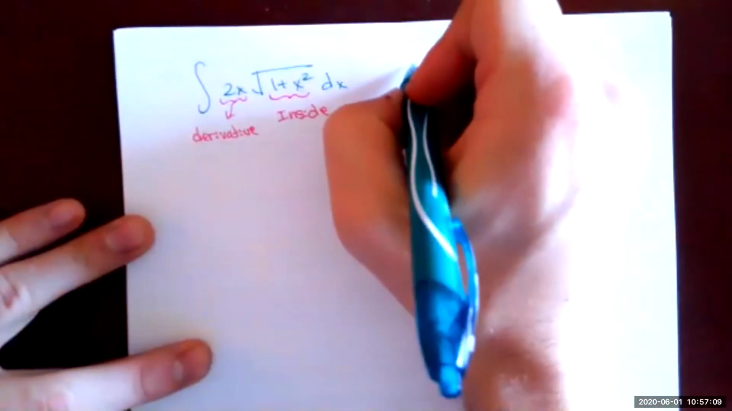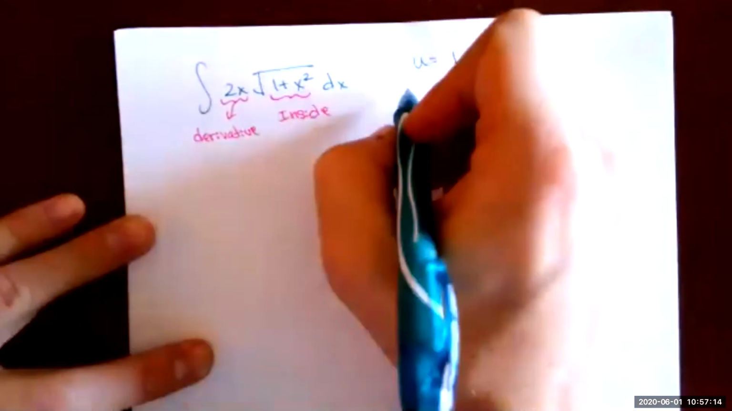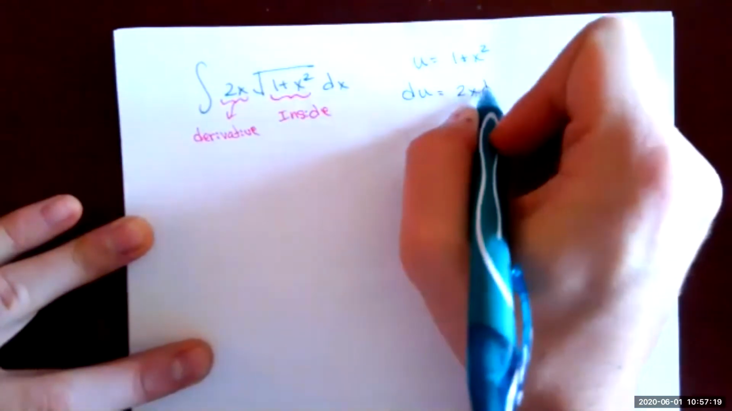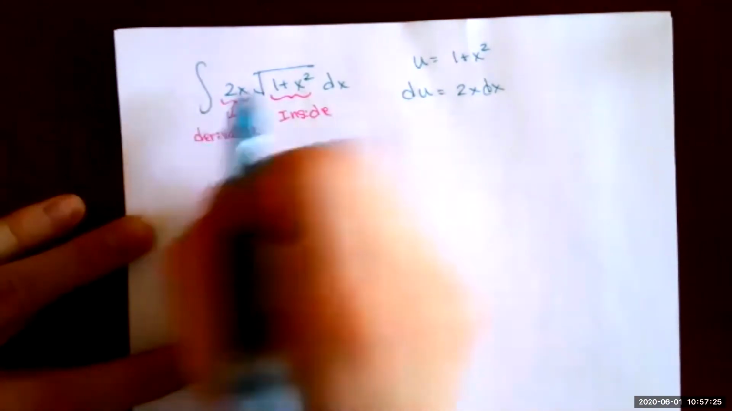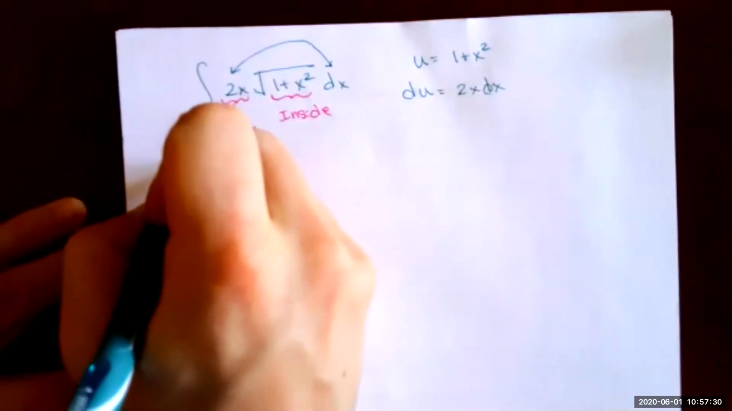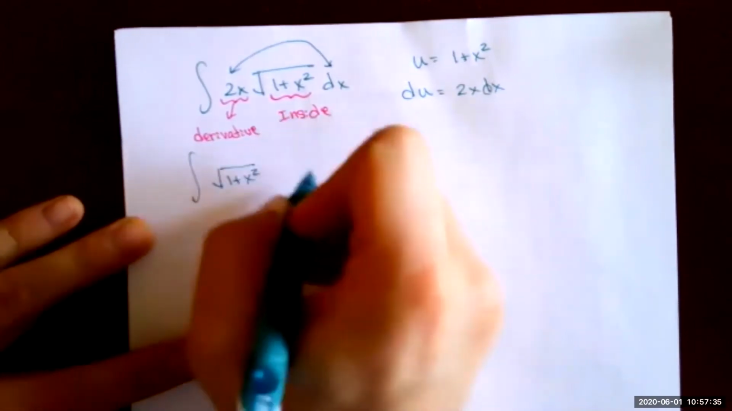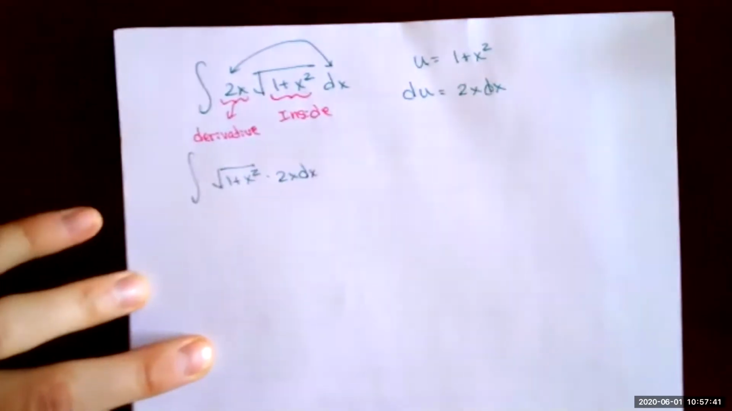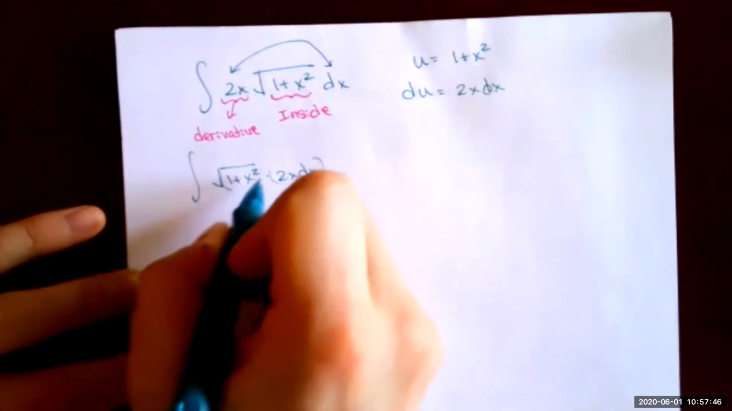We want to say our u is 1 plus x squared. Then when I take a derivative of both sides, we will get du is 2x dx. And it's this derivative, this 2x dx, that we want to stick together. If we wanted to rewrite the problem, we can put the 2x dx together. So we have these two substitutions going on.